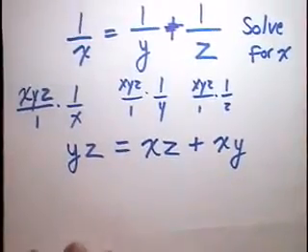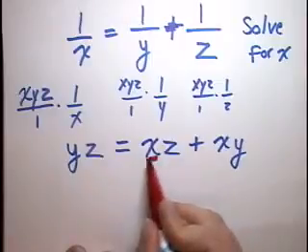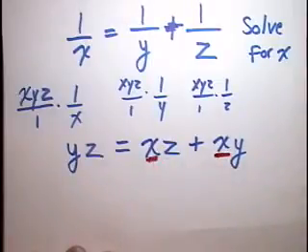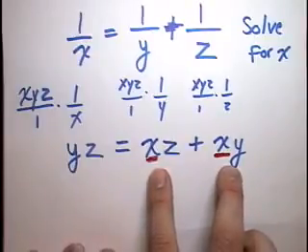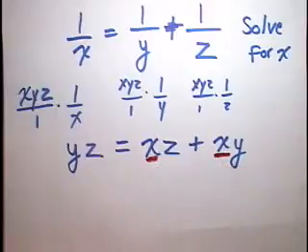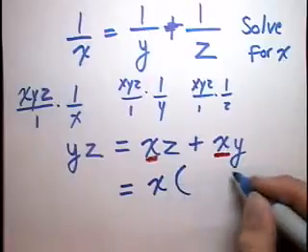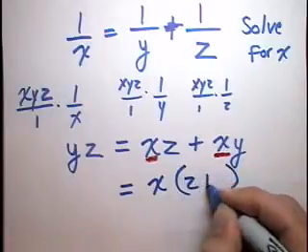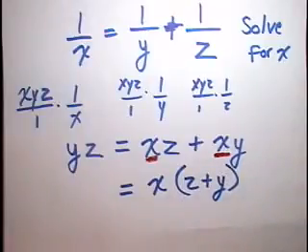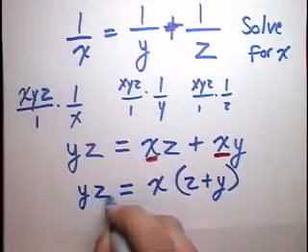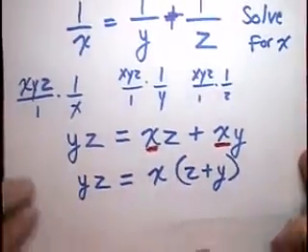Now I'm trying to solve this equation for x. I want just one x on one side of the equation by itself. Well, this is a good example of when I would be able to factor. Do you see that I have two terms, and both of the terms have an x in common? So on the right side of my equation, I can factor out the x so that the z plus y are left. I've not done anything to the left side of my equation, so the yz is going to stay over there.